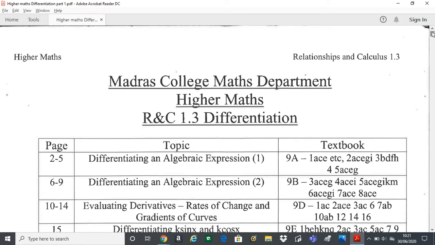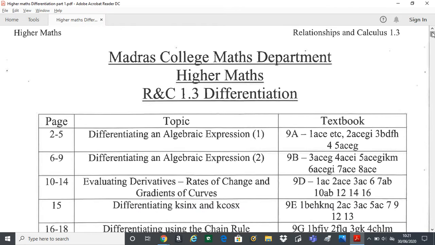First of all, why do we differentiate? Well, in higher maths, the majority of the time, the reason why we differentiate is to find the gradient of a curve at a given point.